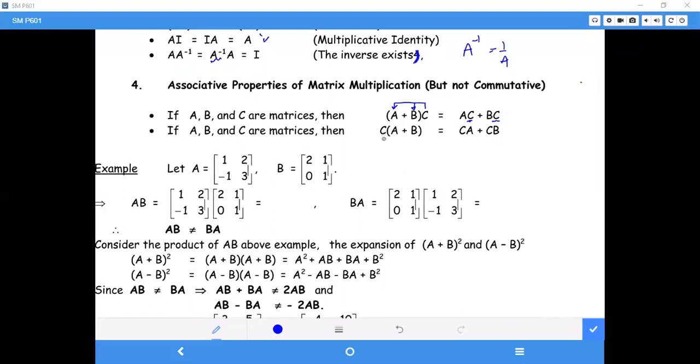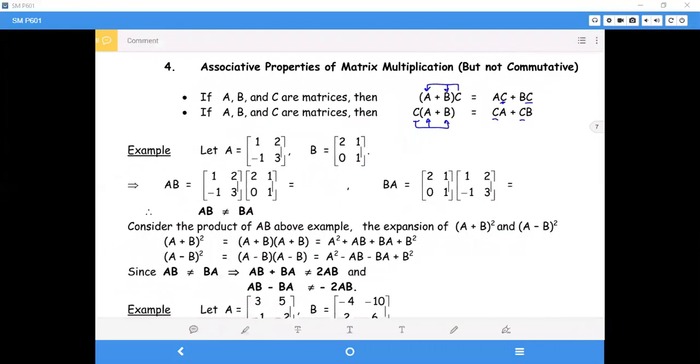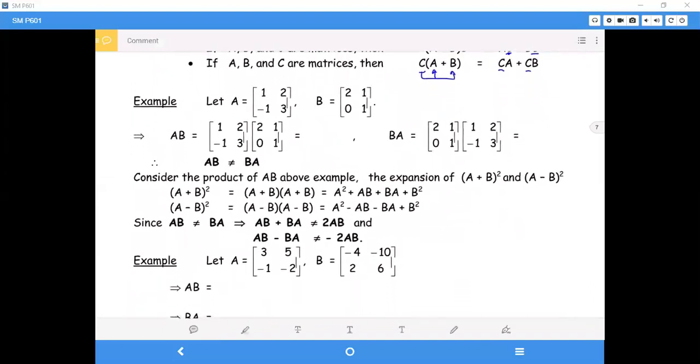And alternatively, if C is at the front, you distribute it inside to A and B. So C has to stay in the front. Okay, you cannot just move C to the back. You cannot have the freedom to do whatever you want, right? Because matrices, you know, right? You cannot switch the order of the matrices.